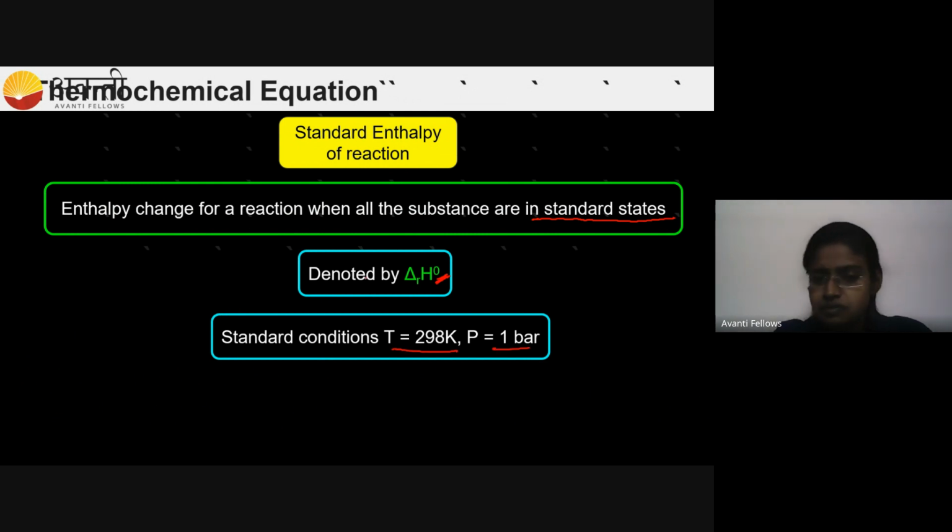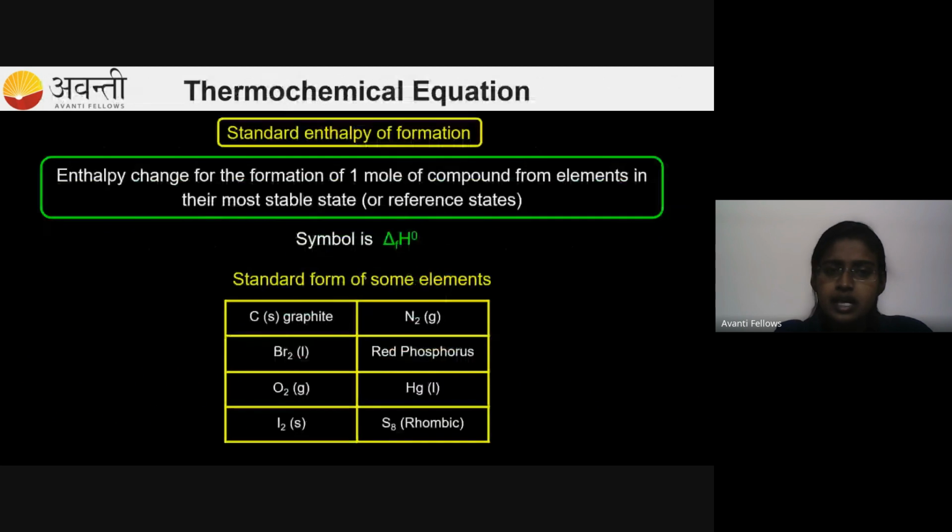Now, coming to the standard enthalpy of formation. The enthalpy change for the formation of 1 mole of a compound from its elements in their most stable state is called the standard enthalpy of formation. So 1 mole of the substance has to form from its constituent elements in their standard state.